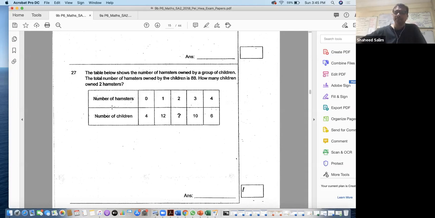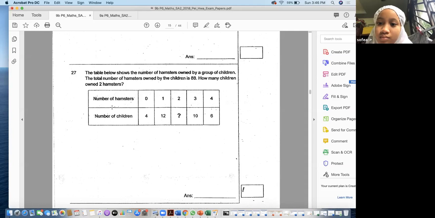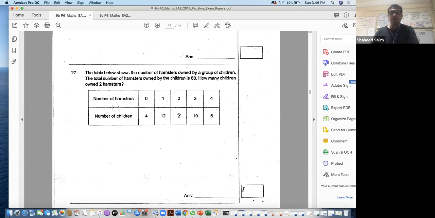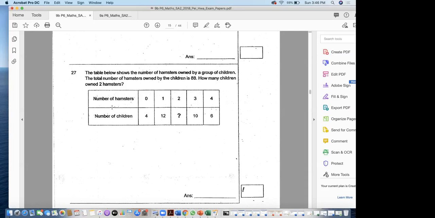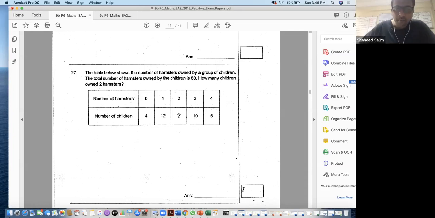Okay, not so tough. Fifty-six. How do you get 56, miss? 10 plus 12 plus 4 plus 6. Oh, that's the number of children. Did they say the total number of children is 88? Yes. Are you sure? Read out to me the sentence. You're not reading the question carefully.